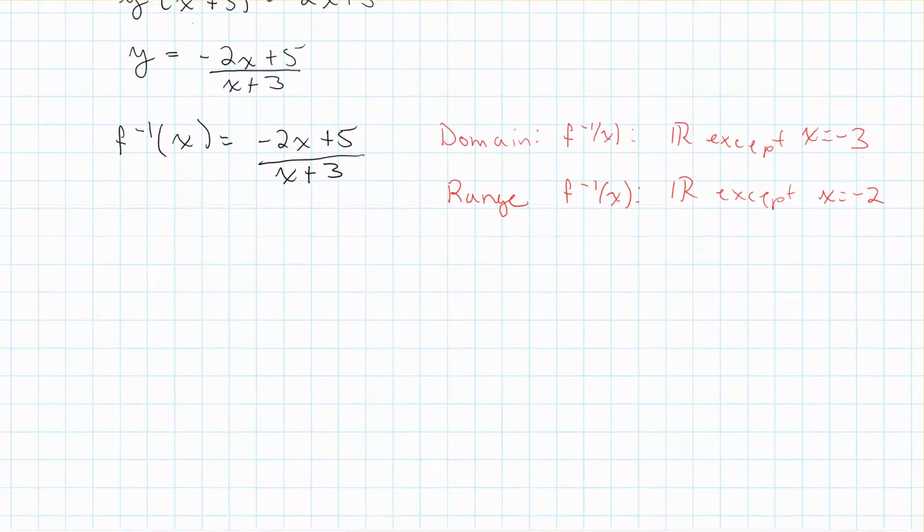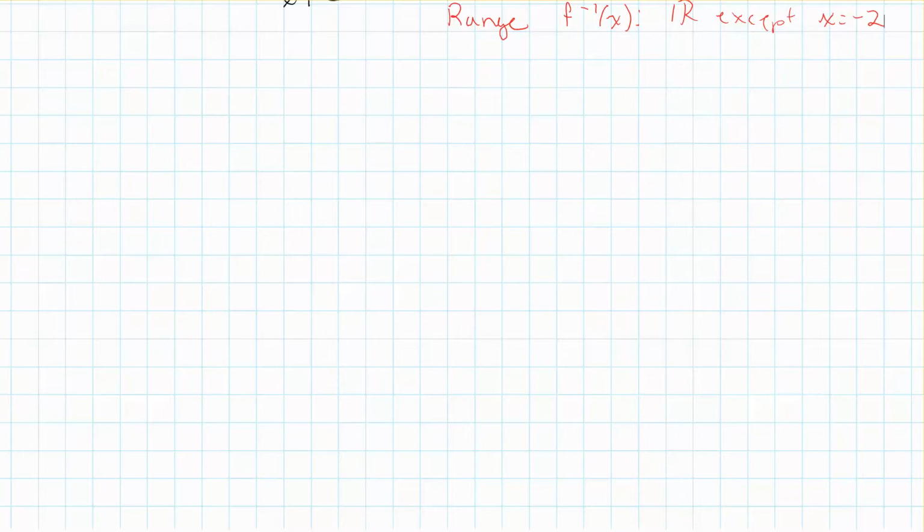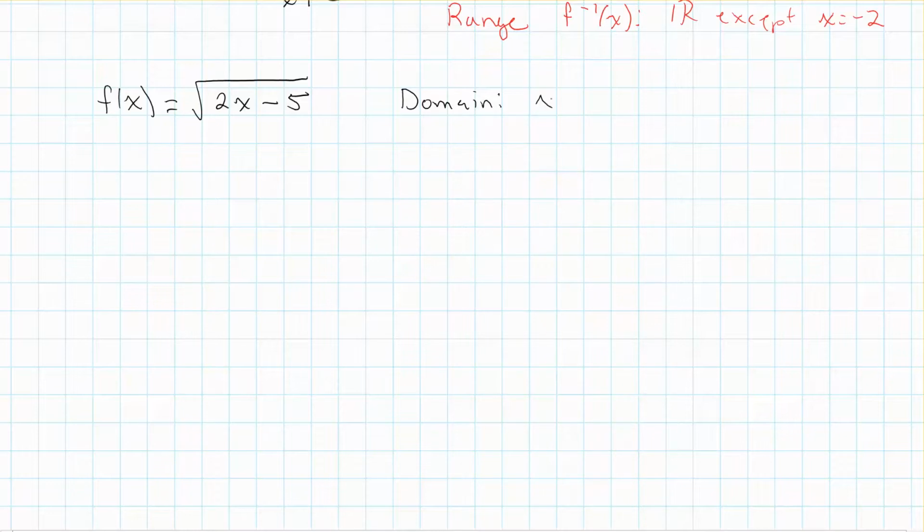So let's look at one more example doing this. I'm going to do the exact same thing as we just did here. So let's look at f of x equaling the square root of 2x minus 5. Let's look first at the domain and range of f. So the domain. Well, we know that 2x minus 5 has to be greater than or equal to 0 because of the square root.